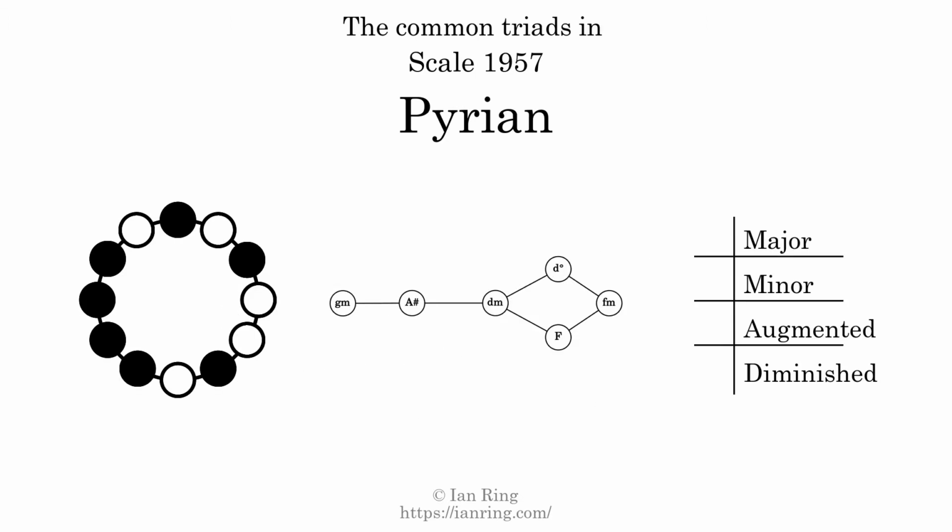The diagram in the center is a graph of parsimonious voice leading between triads. There are 2 major triads. There are 3 minor triads. There are no augmented triads. There is 1 diminished triad. Here is a Hamiltonian path of parsimonious voice leading that uses all the triads.